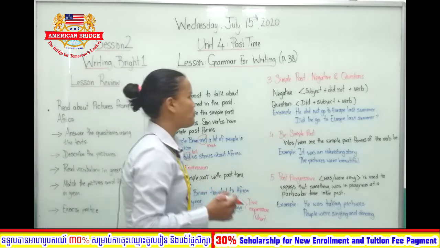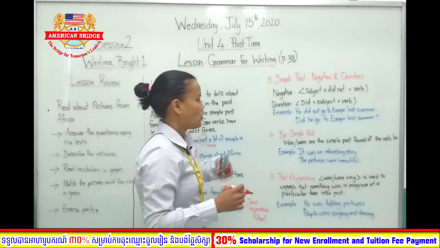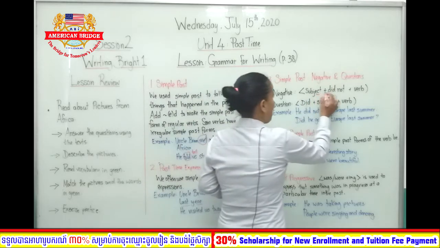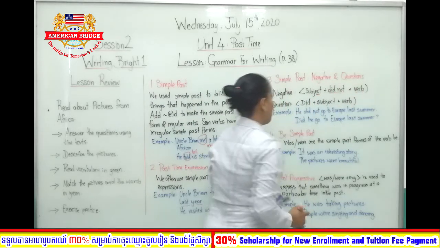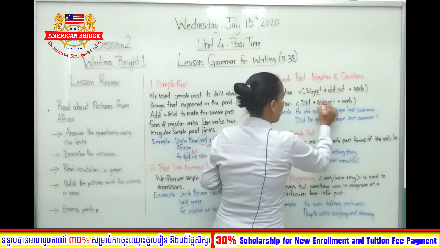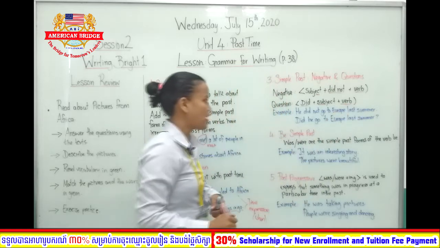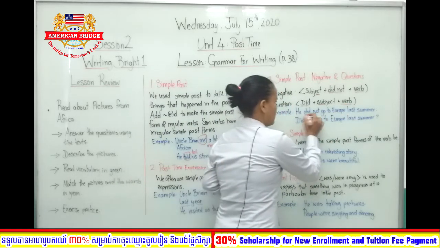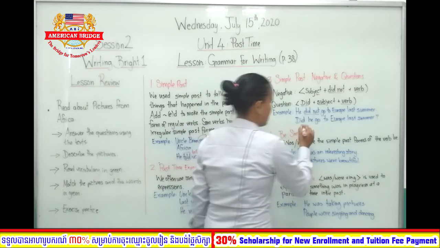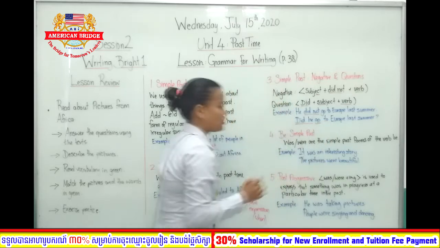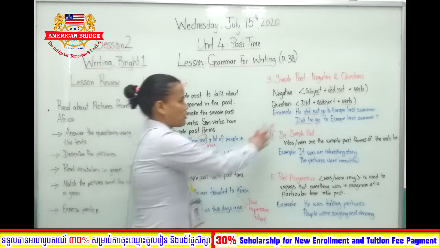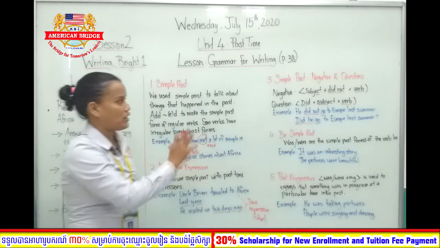Number 3, simple past negative and questions. So when we use it as a negative, we need a subject, plus did not, plus a verb. And when we put it as a question, we need did plus a subject plus a verb. For example, he did not go to Europe last summer. Then when we turn that into a question, did he go to Europe last summer? Now, this is pretty easy because this is what we've already done so far.